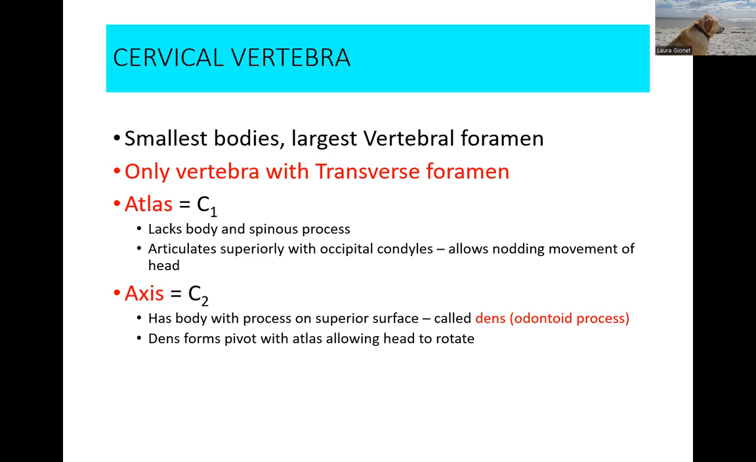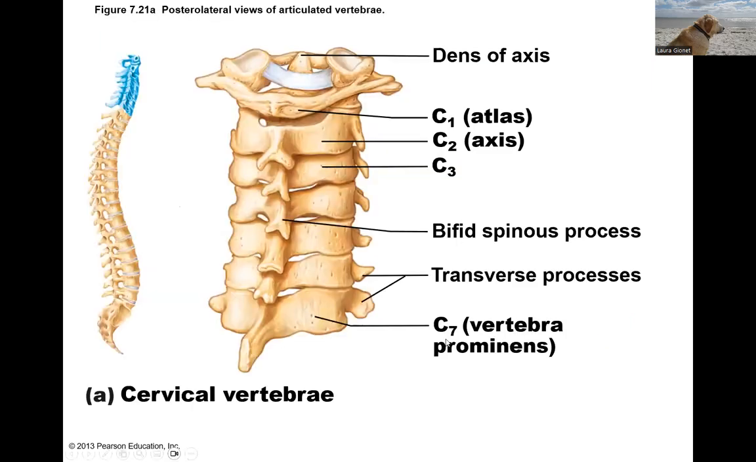So axis is C2. It has a unique feature that extends superiorly from the body called the dens or odontoid process. This little extension of bone allows the atlas, which is like a ring, to pivot around. It has transverse processes with transverse foramen, vertebral foramen, and spinous process. So here is our cervical vertebra.